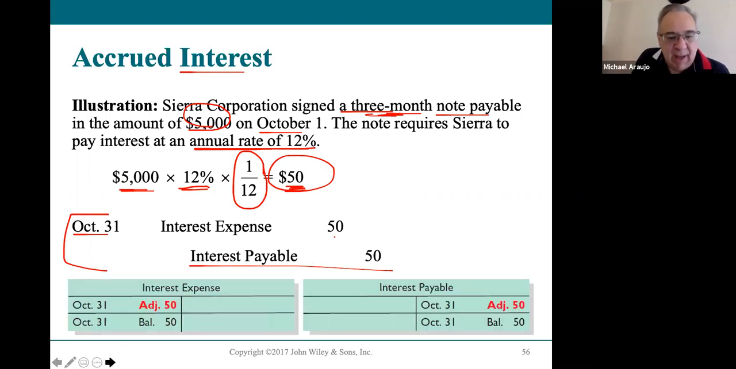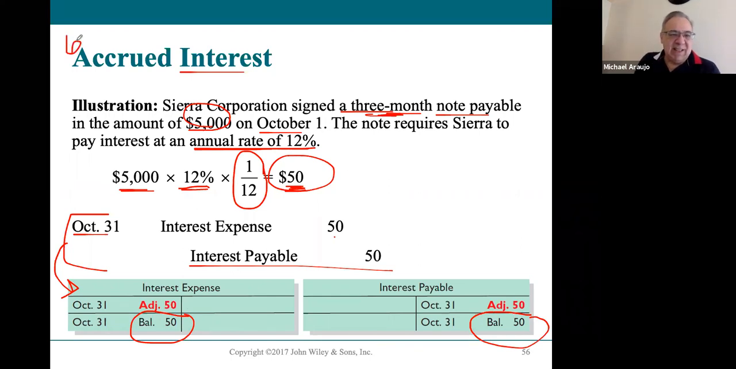Okay. And this is how the journal looks when it gets posted into the ledger. We now have an interest expense for the first time for this month. And we also have interest payable for the first time, because that's what happened here. This is the 6th of the 7 adjusting entries you need to learn.